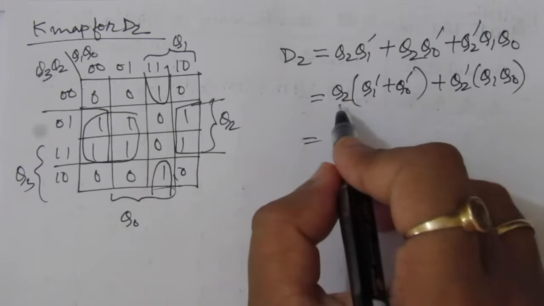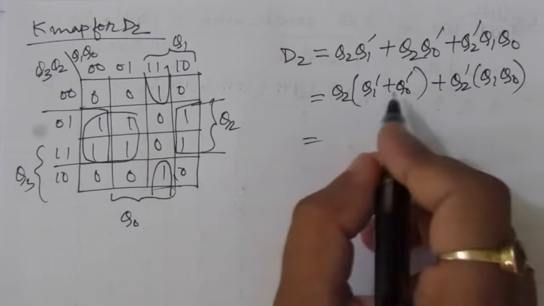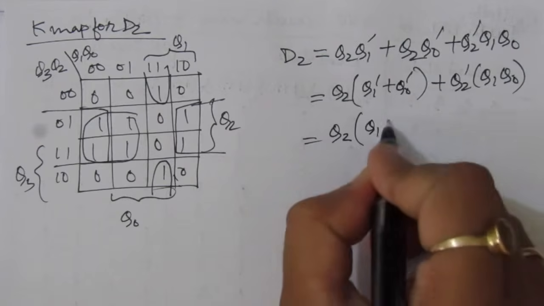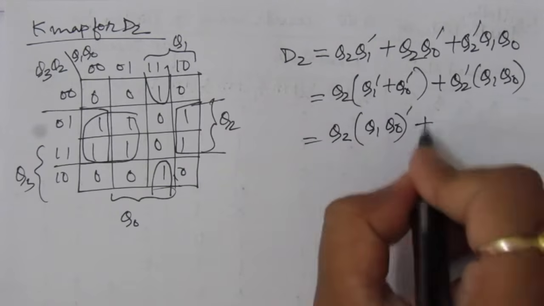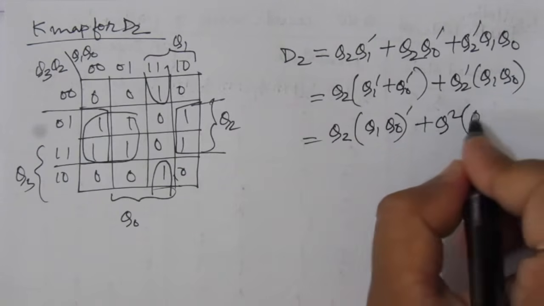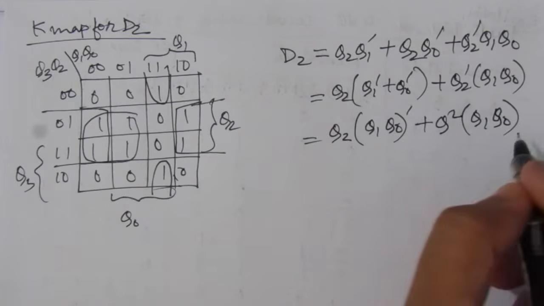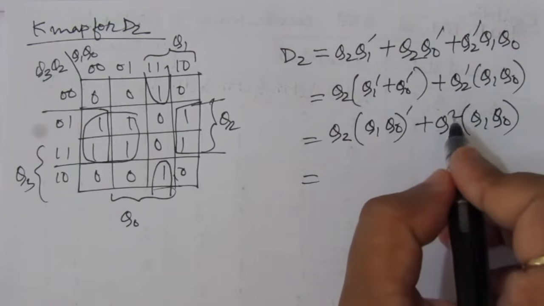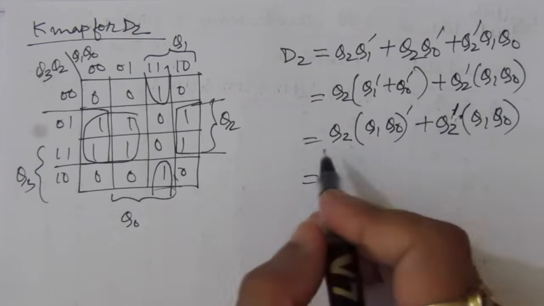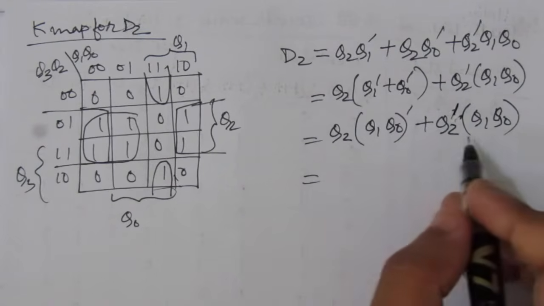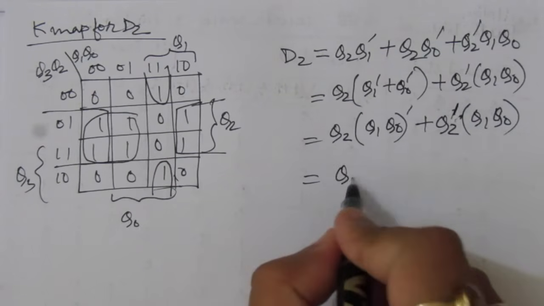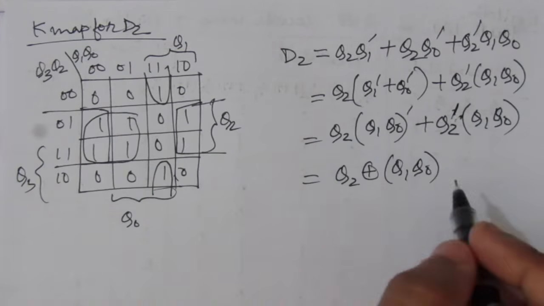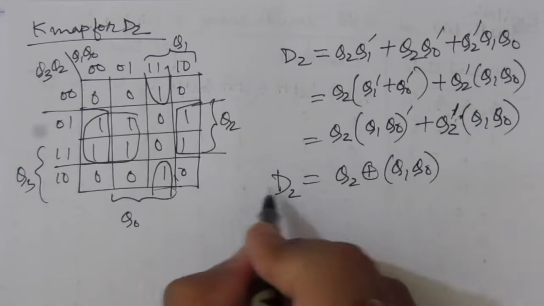Okay, similar to the previous case, we can simplify it as q2 whole into q1 bar plus q0 bar plus q2 bar whole into q1 q0. From the first two terms we have taken q2 common. So we'll get q2 whole into, using De Morgan's theorem, q1 q0 whole bar plus q2 bar whole into q1 q0. Okay, so this is nothing but a b bar plus a bar b form, so we can write it as q2 XOR q1 q0. Okay, so this is the expression for d2 input.